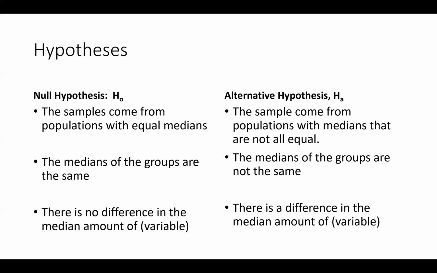So our hypotheses are very similar to what we had with the one-way ANOVA, but instead of addressing the mean, we are addressing the medians. So we can say the medians of the groups are the same. There's no difference in the median amount of the variable. For the null, again, it is going to be equal and the alternative will be not equal. So again, we're addressing the medians instead of the means.